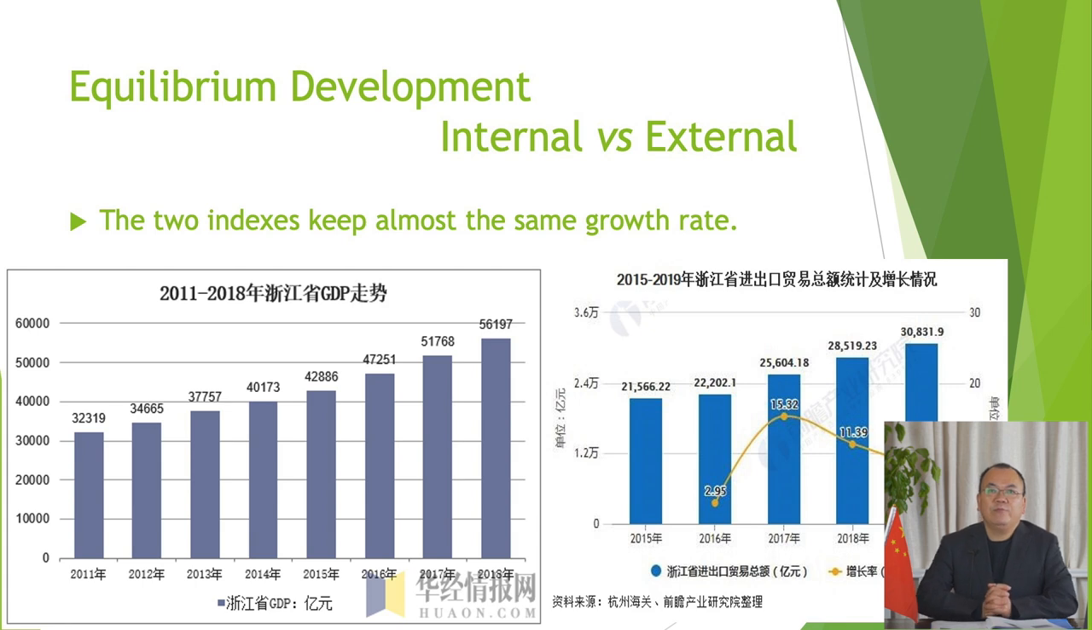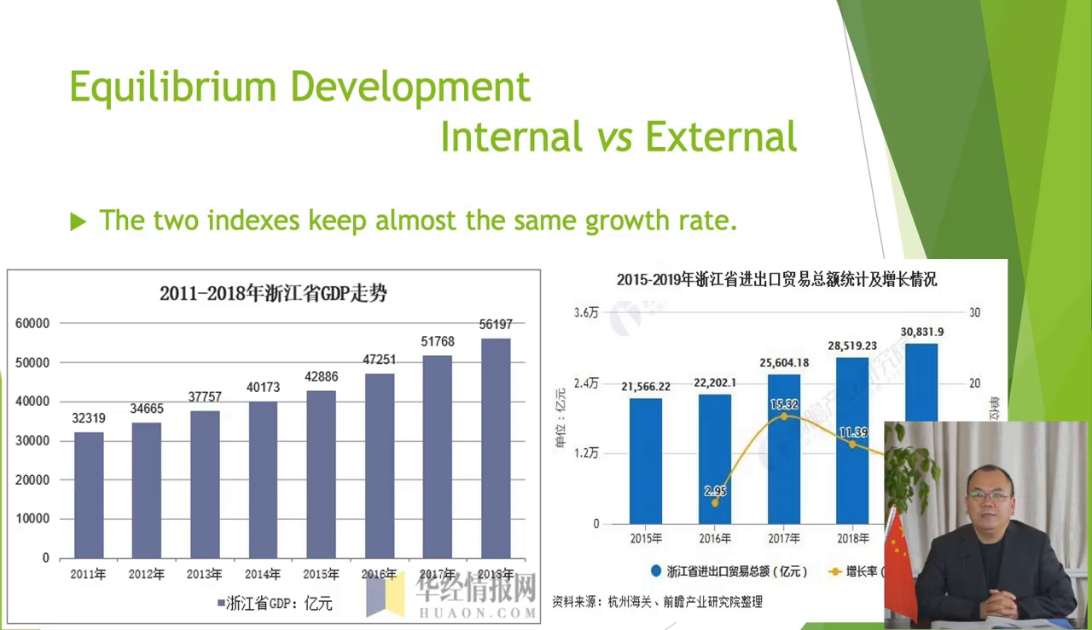Another dimension about equilibrium development is internal and external. So here I give you the two figures. The first figure is about GDP trend. The second is import and export growth trend. You can see from the first picture about GDP from 2011, GDP grows step by step from 32,000 to 56,000. And the growth rate, as I said just now, is around 7%.